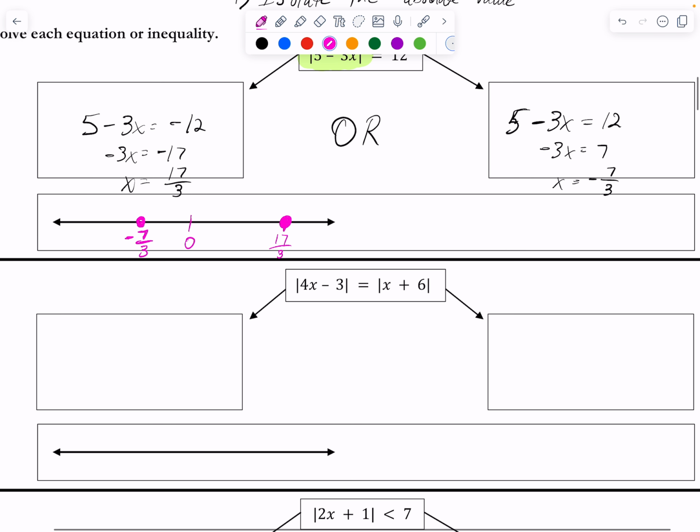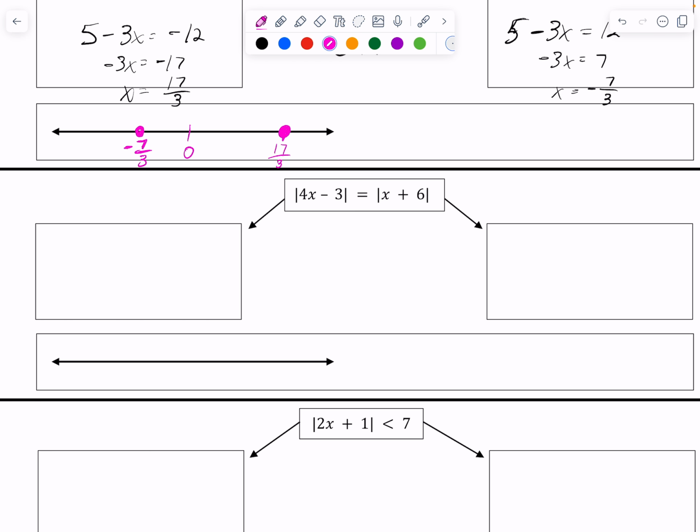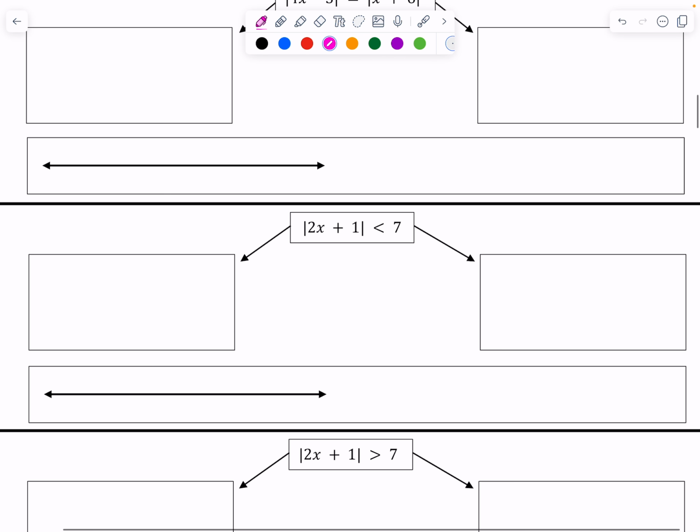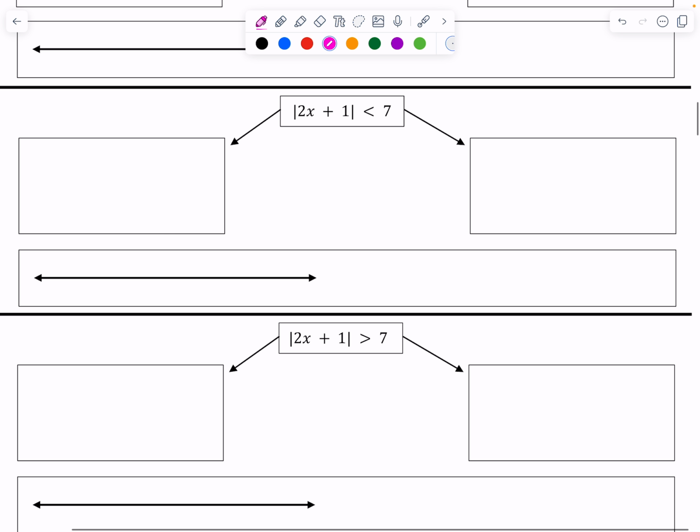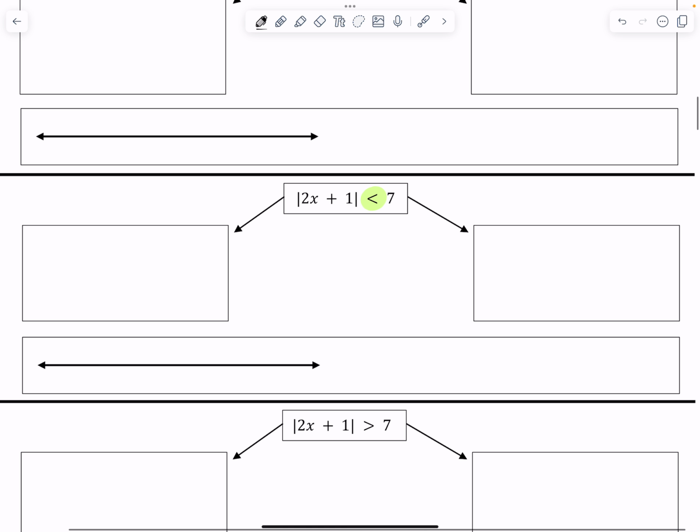Okay, I'm going to skip the one with both sides having absolute values and move to a couple of inequalities. Again, make sure your absolute value is by itself first. It is. And now this symbol right here is the less than symbol. So what I'm going to teach you guys is when you're doing less than, you're going to think less than. It's going to be kind of silly in class, but it's going to help you remember that when you have the less than symbol, you're going to use the word and. This is what we call a conjunction.